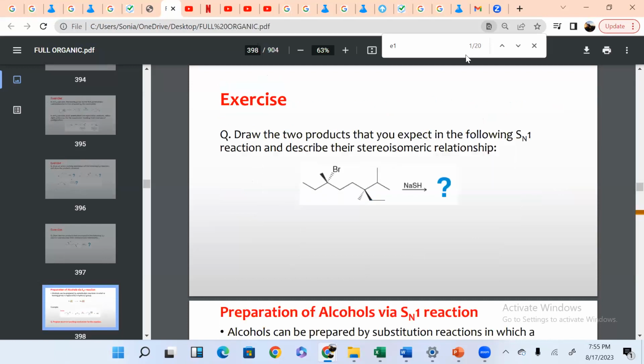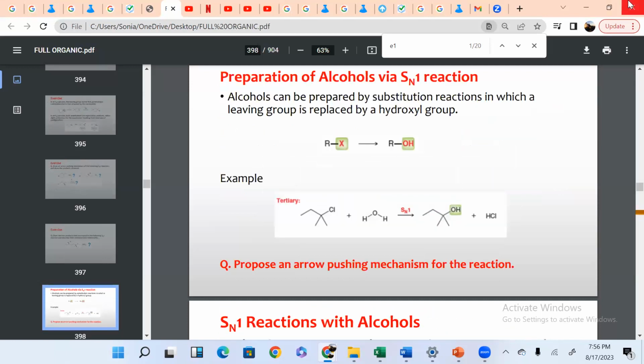So for preparation of alcohols via SN1, alcohols usually are prepared by substitution reactions in which the leaving group is replaced by a hydroxyl group. So you can see here, there's a tertiary group, and water here is our nucleophile. So we have the SN1 reaction of this leaving group being protonated by this water and then forming this hydrochloric acid and this final product.